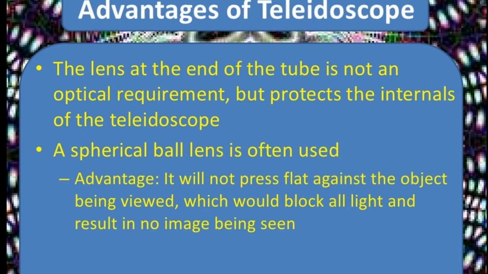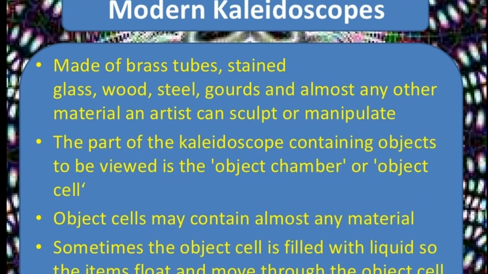The lens at the end of the tube is not an optical requirement but protects the internals of the teleidoscope. A spherical ball lens is often used. The advantage of using it is that it will not press flat against the object being viewed, which would block all light and result in no image being seen.